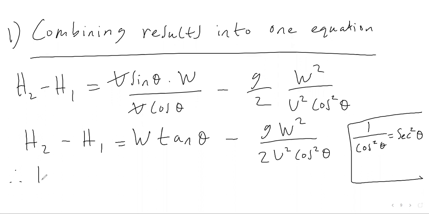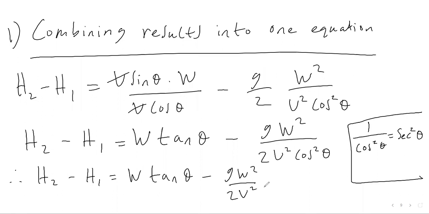So therefore, what I'm going to say is that we've got h2 take away h1, so the displacement vertically, is equal to w, the horizontal distance, times by tan theta, take away g w squared over 2u squared, and then times by sec squared theta. So this 1 over cos squared here, obviously we don't need the 1 there, is sec squared. So I'm just writing it like this instead. And let me just be clear, this is a u, not a v. Okay, right, so we got that.